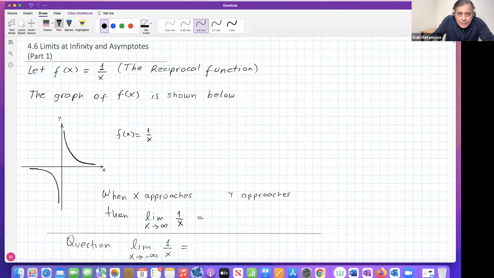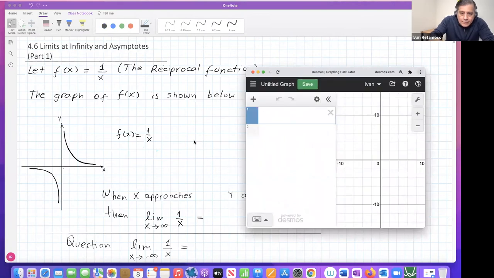In order to tell you about limits at infinity, let me use this very well-known rational function, f of x equals 1 over x. It is called, in mathematical lingo, the reciprocal function, right? Now, the graph of this reciprocal function is shown below here. It's a curve here, right? If you forgot the shape of this graph, you can always use our graphing tool. 1 over x is there. This is the graph that I have here.